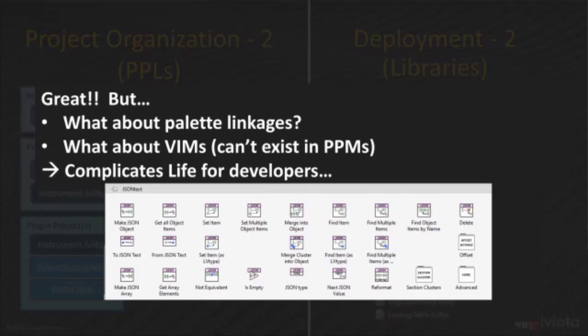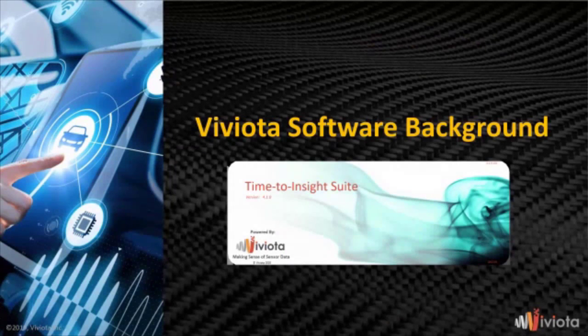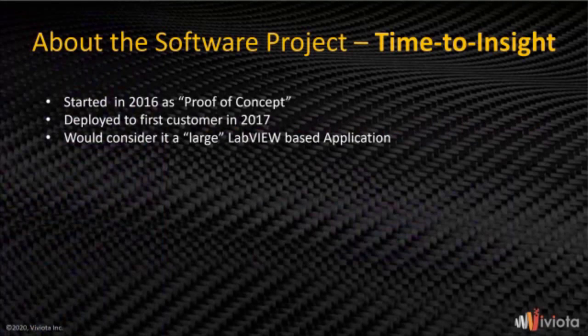Before I dive into how we solved these problems and some of the other problems that came up, I want to give you a little bit of background on the actual application that we were working with. Like I said, it's a very mature application. It's been around since 2016, started out as a proof of concept and evolved from there. We deployed it to our first customer in 2017.